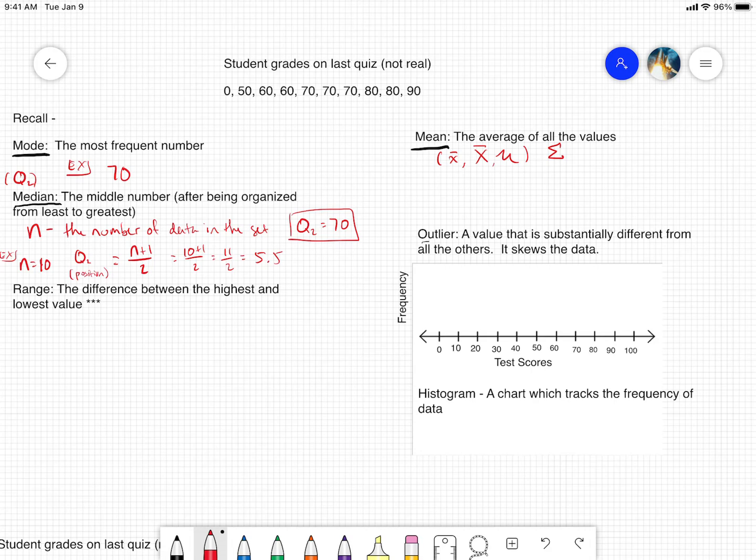So the symbols we're going to use, if I see sigma x, all this is saying is the sum of all data. That's all it's saying. So in order to find the mean, the formula we use is the sum of all my data divided by the number of data points.